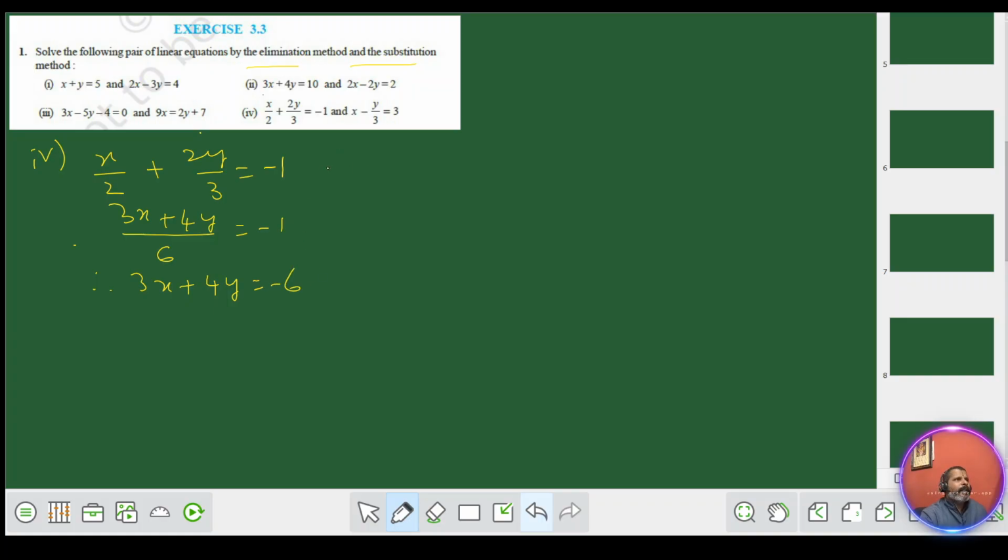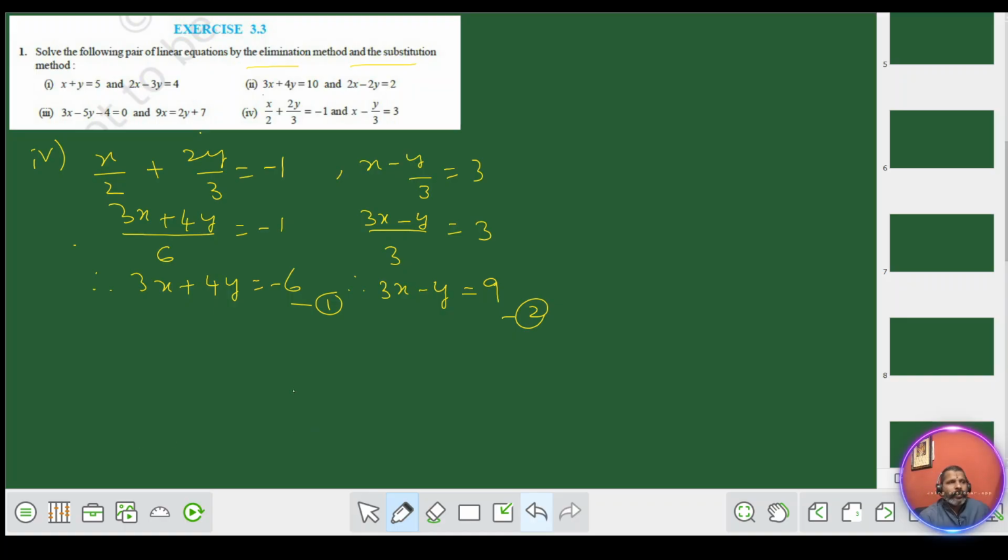That is one equation. The other one is x minus y by 3 equals 3. What is the LCM here? 3. 3 into x, 3x minus y equals 3. Therefore, the other equation becomes 3x minus y equals 9. This is 1. This is 2.